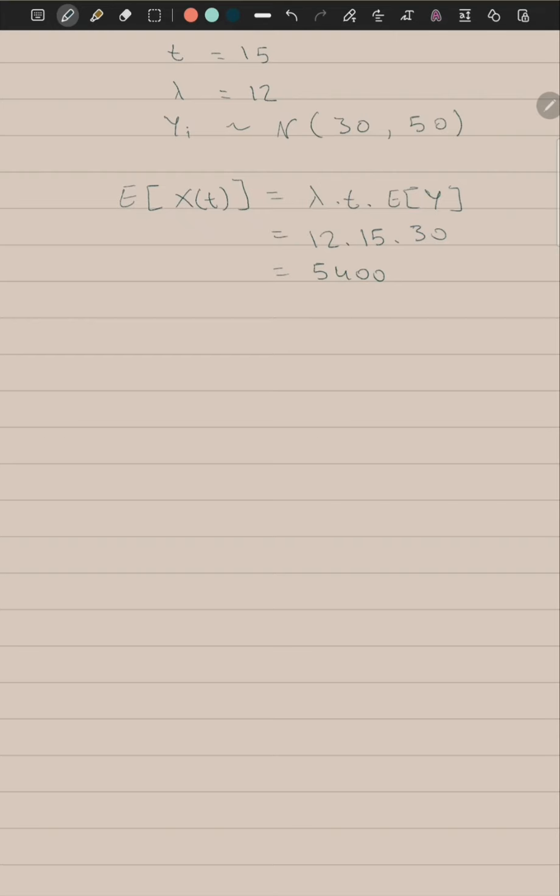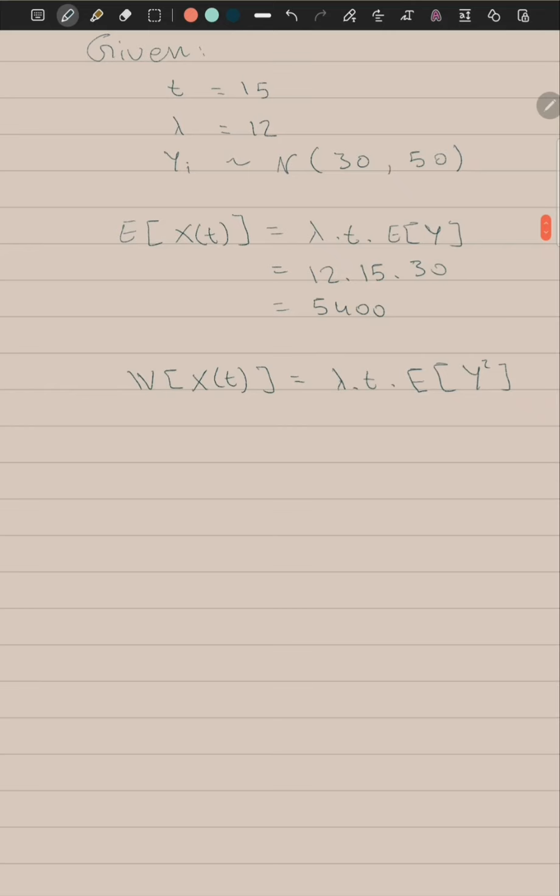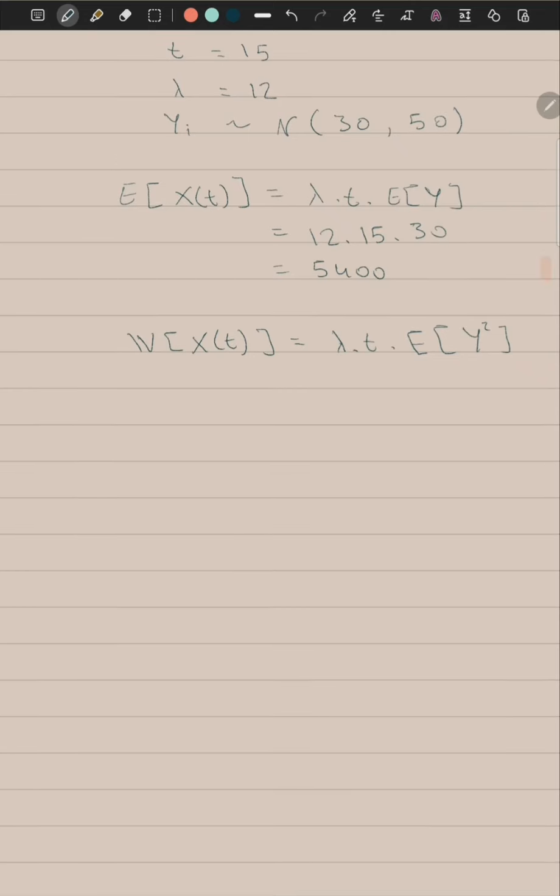Okay, so this is now the expected value of our new variable, which we called X. Next, we need to find the variance of this random variable. What is the formula? The variance of X(t) is lambda t times the expected value of Y squared. So let's first find the expected value of Y squared.